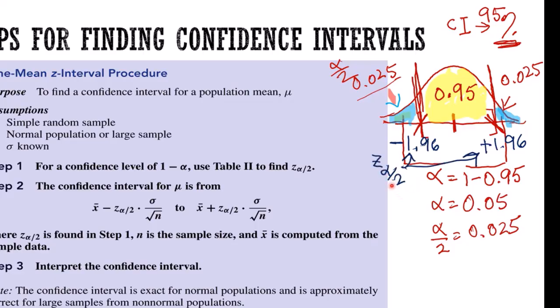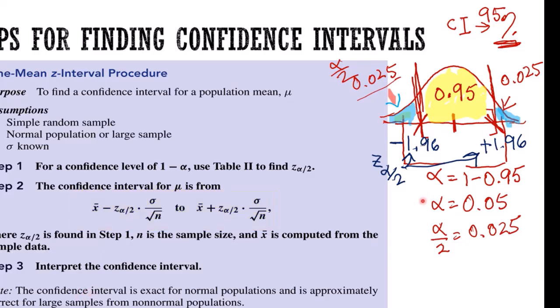Once we find a value for z of alpha by 2, in this case z of 0.025, we go on to the next step where we just apply these formulas. We just plug in a value for x bar, which will be given to us. We have found z of alpha by 2, 1.96. We will be given sigma, and we should also be given the sample size. So we apply these two formulas to find the endpoints of our interval.